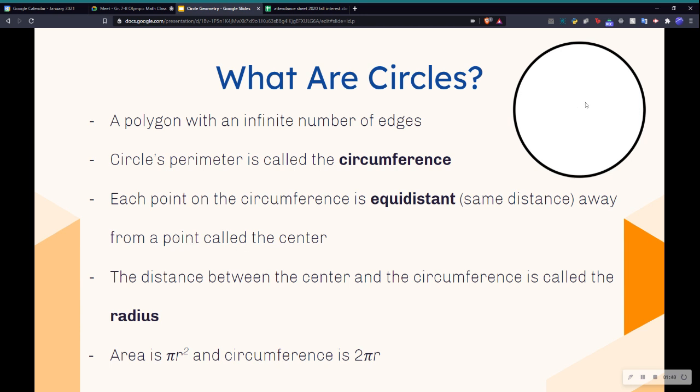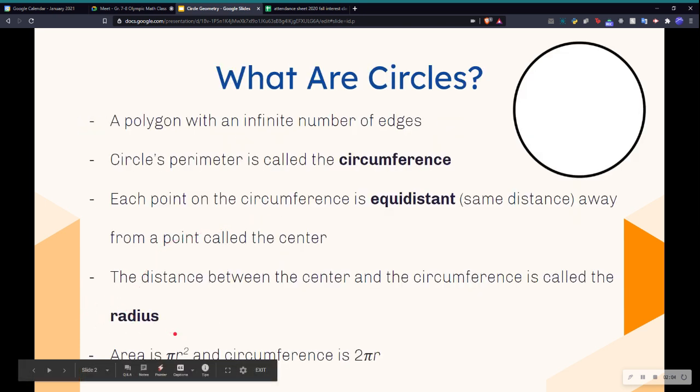The center of a circle will be around here. Somewhere around there. That's the center of the circle. And each point on the circumference, say we took this point and connected it to the center, is the same distance no matter what, right? And this distance we call the radius. So the distance between any point on the circumference and the center of the circle is called the radius. The area of a circle is pi r squared. And the circumference of the circle is 2 pi r, where r is the radius of the circle. Those should be some review.